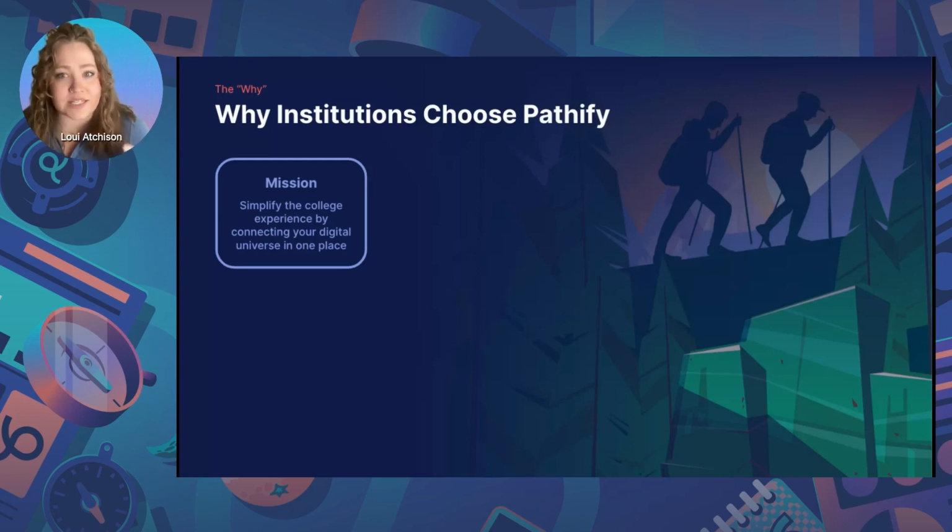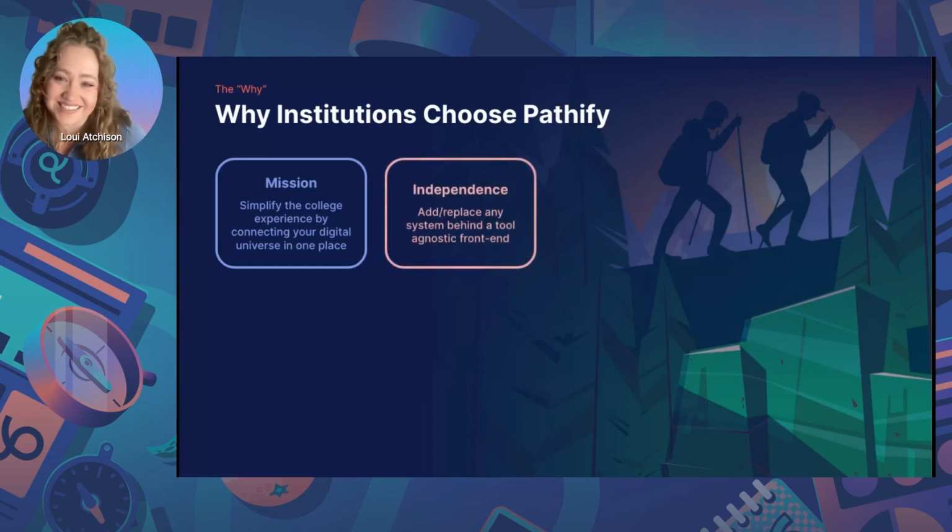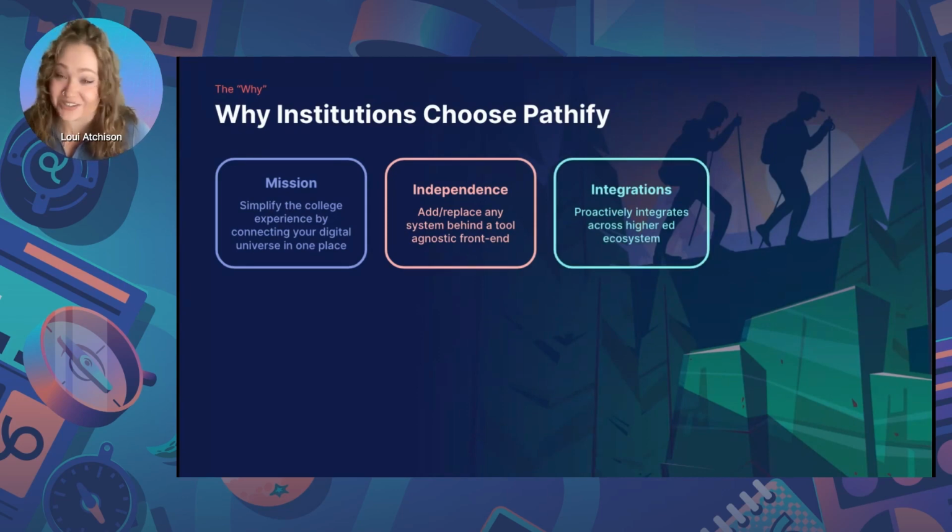These are the kinds of things that students are looking for when they decide which institutions they want to enroll in. Number 2 is independence. So unlike portals that are connected to the SIS and other SIS company solutions, Pathify is the agnostic front end that allows you to add or replace any tool without having to worry about the impact on your portal and your mobile app experience.